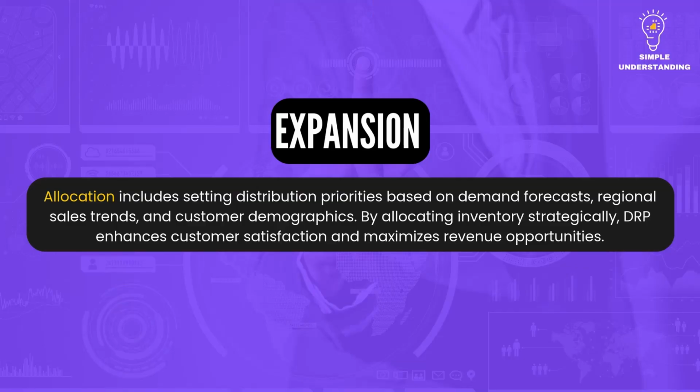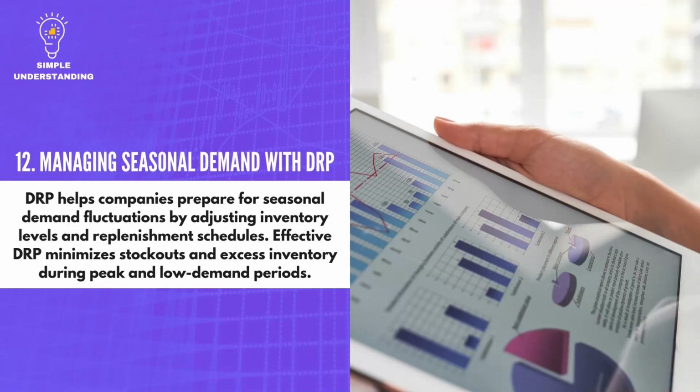Expansion. Allocation includes setting distribution priorities based on demand forecasts, regional sales trends, and customer demographics. By allocating inventory strategically, DRP enhances customer satisfaction and maximizes revenue opportunities. 12. Managing seasonal demand with DRP.